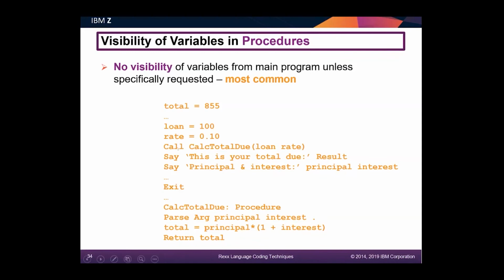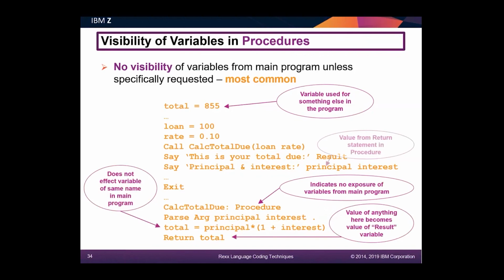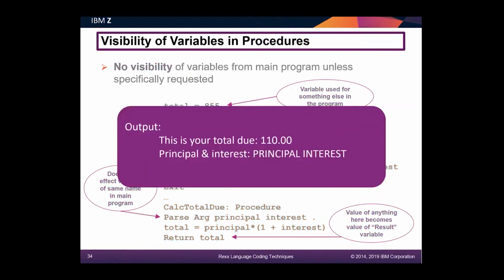So if in my main program I make this call, and then I put a message on the console that says, this is your total due, and I put the value of result here. And then I say principal and interest, and I put the values of principal and interest here. But remember, principal and interest were local here. They have no value up here. So what that means is I'm now going to have, sorry about all these, I already explained all that.